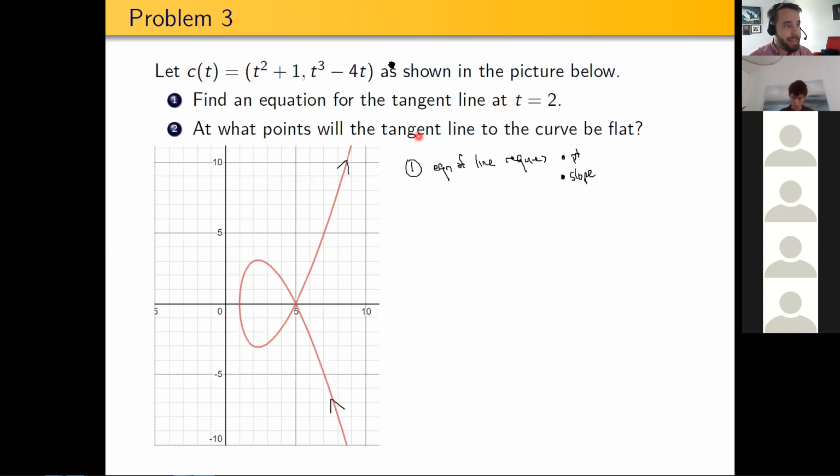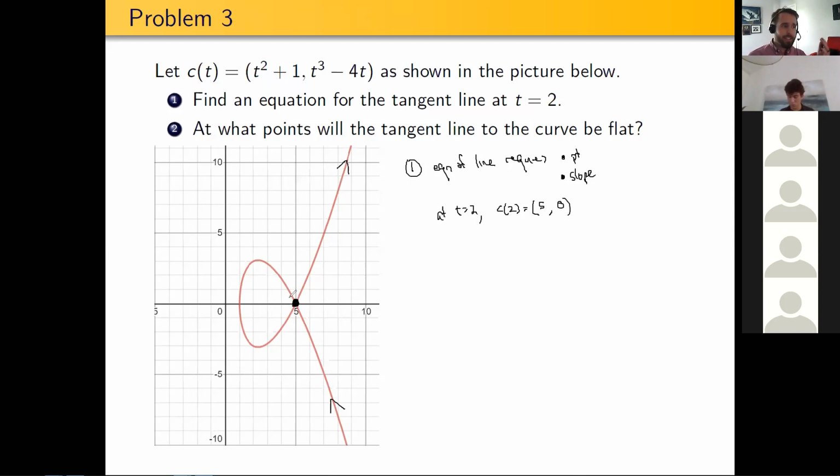And at time t equals 2, our point will be 2 squared plus 1. So I should say c of 2 equals 2 squared plus 1, so that's 5. And then 2 cubed minus 4 times 2. So that's 8 minus 8, so that's 0. So the point we're at at time 2 is actually the point (5, 0). It means we're at this point right here.